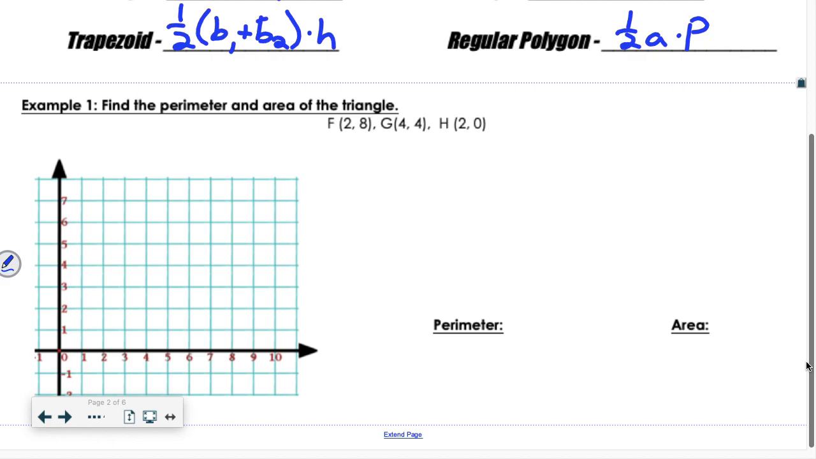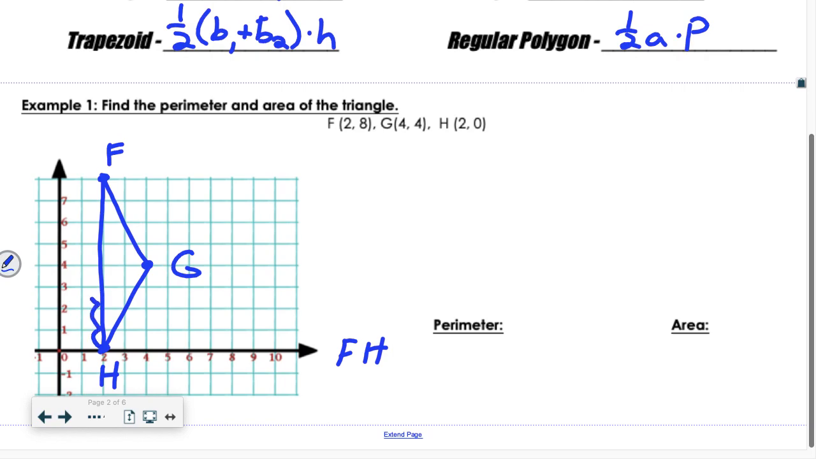So we have F at 2, 8, right up here. G is at 4, 4. And H is at 2, 0. So here's my triangle. To start, if I want to find the perimeter, remember our perimeter is the distance around the shape. So since it's distance, we need to find all three side lengths. FH is easy. I can count that one out.